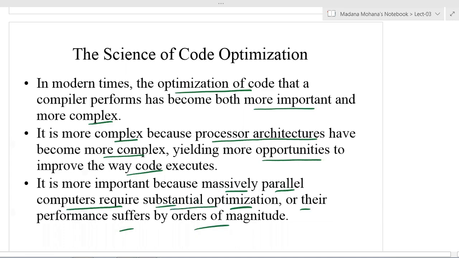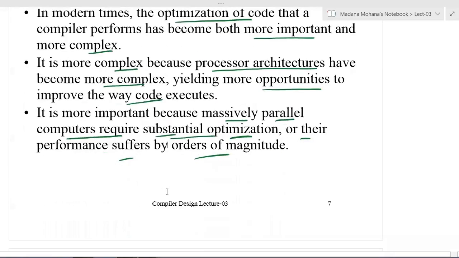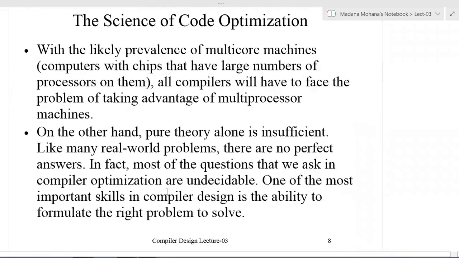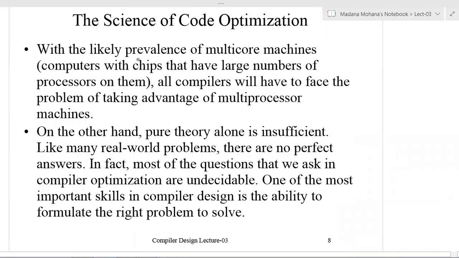That means by using multiprocessing, simultaneous tasks, the optimization can be applied simultaneously with multiple computers at the same time, to overcome the complexity. Then, with the likely prevalence of multi-core machines, that means computers with chips that have a large number of processors on them, all compilers will have to face the problem of taking advantage of multiprocessor machines.